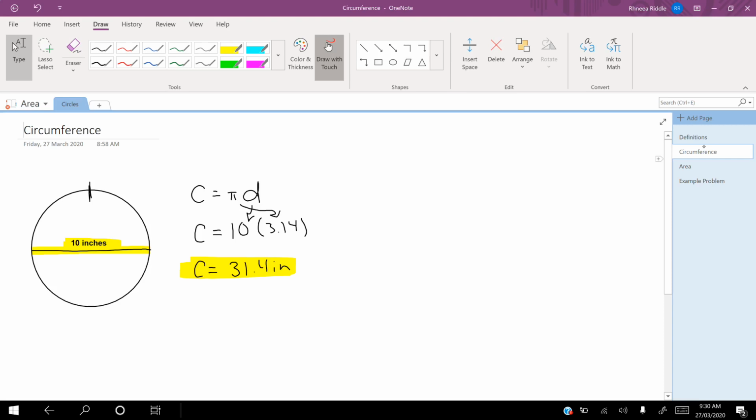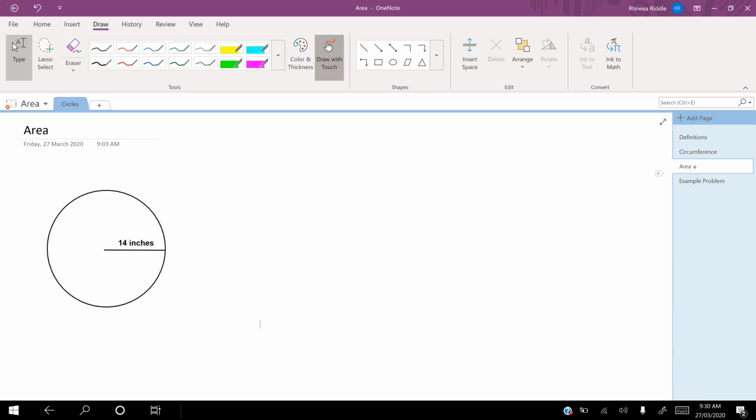So now we're going to move on to figure out how to find the area of circles. So the area is going to be a little different. It's a lot like circumference that we're going to be using pi, but instead we're going to be using this formula, A equals pi r squared. So we're going to be using A equals pi, 3.14, times radius squared.